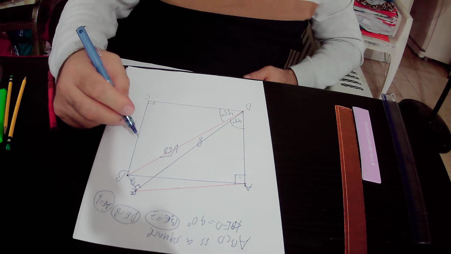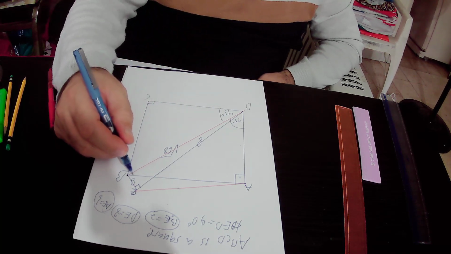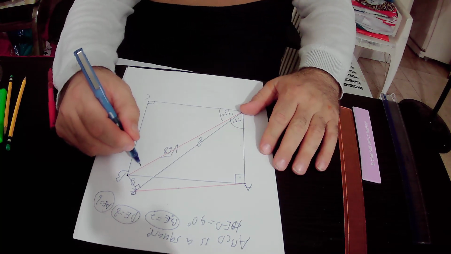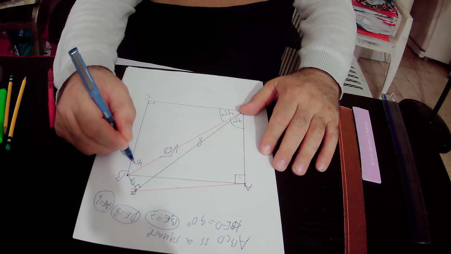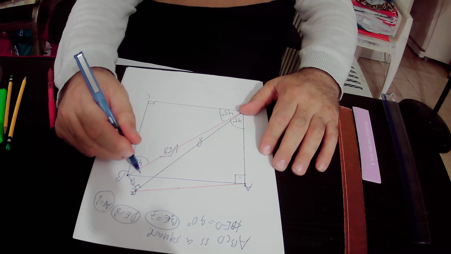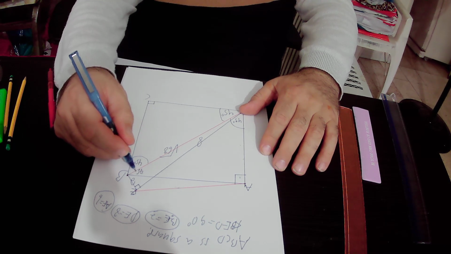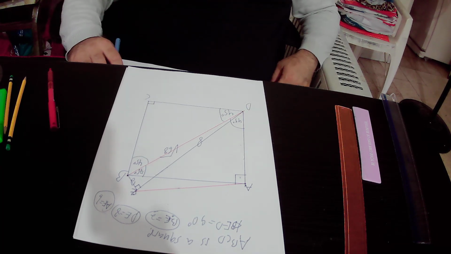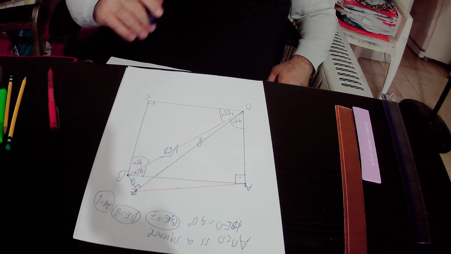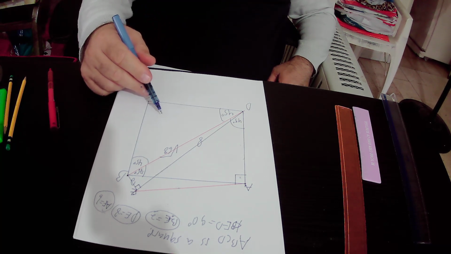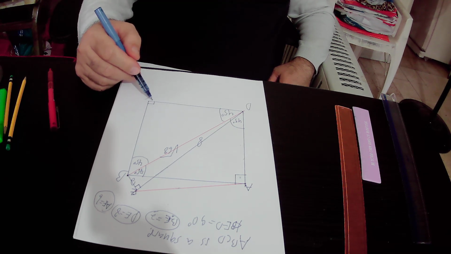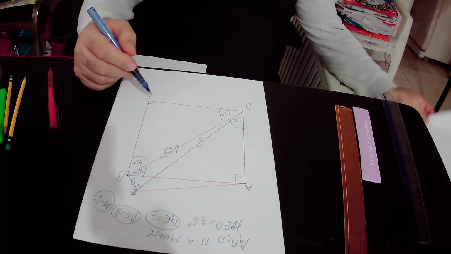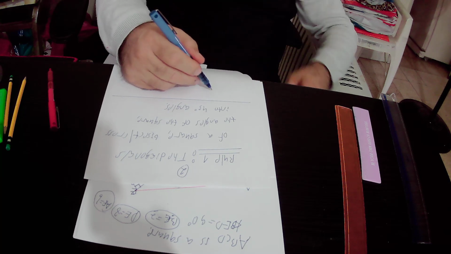Likewise, here the diagonal DB bisects angle ABC into two equal angles, so this angle will equal 45 degrees, and this angle will also equal 45 degrees. Triangle BCD is a right triangle because this angle equals 90 degrees.